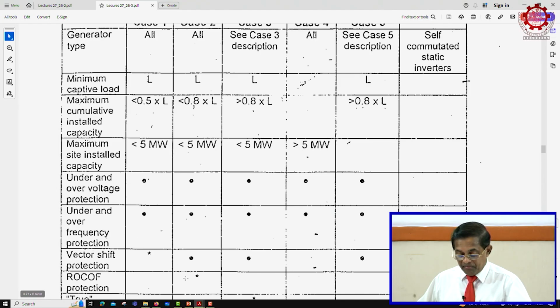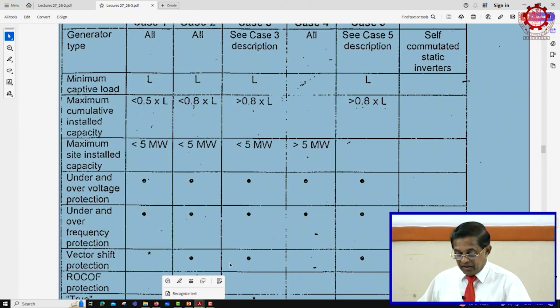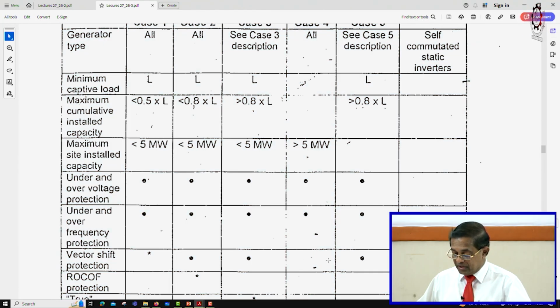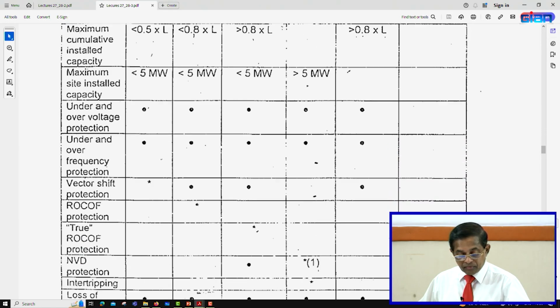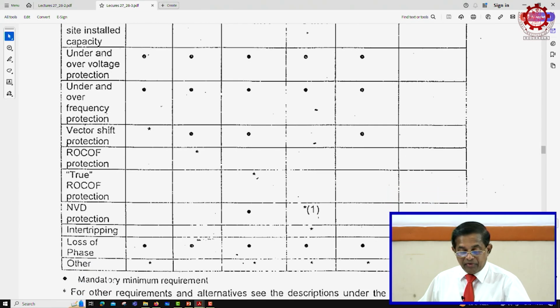Vector shift protection required for case 1, 2, 3, right, not for these, maybe that is also for all cases. Here maybe a mistake. Then the rate of change of frequency protection, only for some cases, right, and NVD protection for some cases only, loss of phases for all cases. So, now looking at your plant's capacity, you can see what are the schemes relevant to you, right, relevant to your plant.